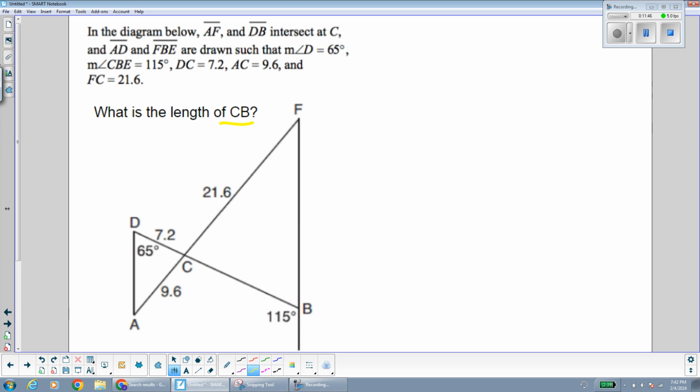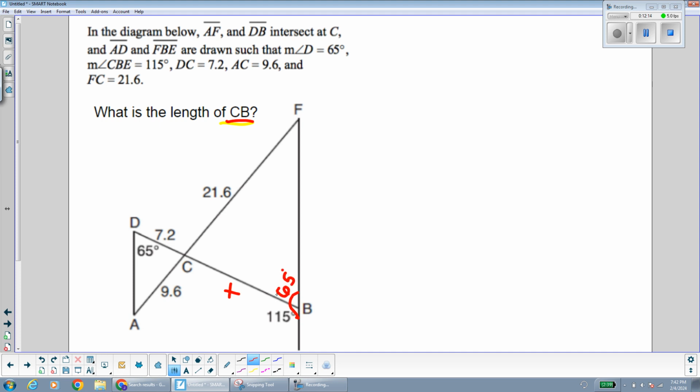So I'm going to represent CB as x because we're looking for it. I want to set up a proportion in order to find the missing side length. But in order to set up a proportion, I have to know that the sides are proportional. So I have to know that the triangles are first similar to each other. These two angles here are supplementary. I'm going to do 180 minus 115, and I got 65 degrees.